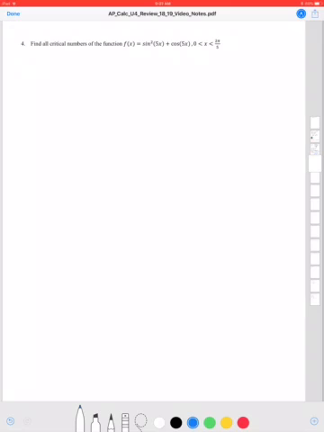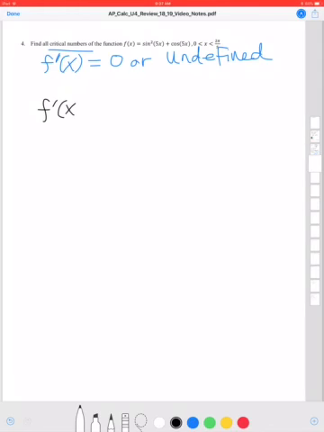Number 4 on the Unit 4 review, we're asked to find all critical numbers. Well, a critical number is anywhere where the derivative is 0 or undefined. Alright, so let's go ahead and take the derivative.